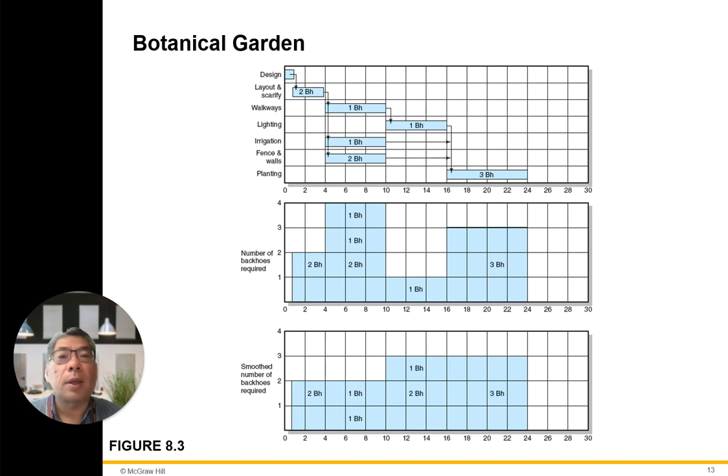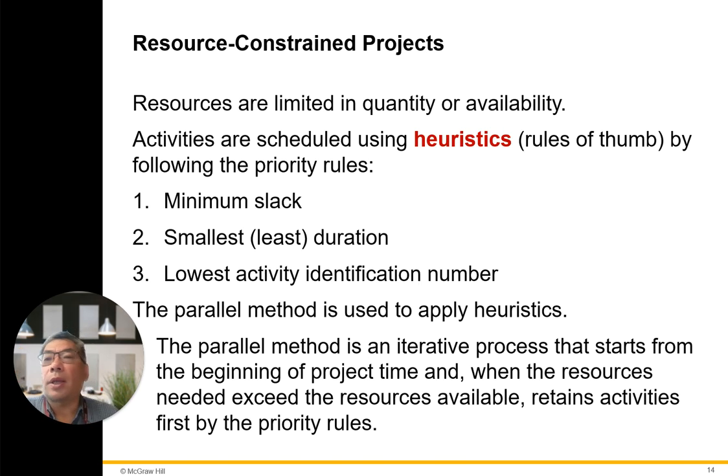All right. And then let's look at the resource constrained project. Resources are limited in quantity and availability, so we schedule using heuristic rules, rules of thumb, following a priority for resources such as minimum slack, smallest slack, least duration, lowest activity identification number. The parallel method is used to apply heuristics. The parallel method is a technical process that starts from the beginning of the project, and when the resources needed exceed the resources available, it schedules activities first by the priority rule.